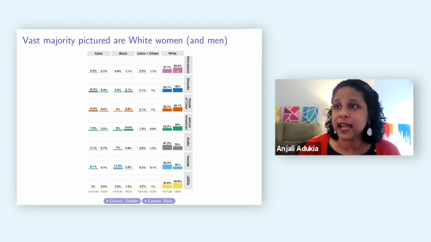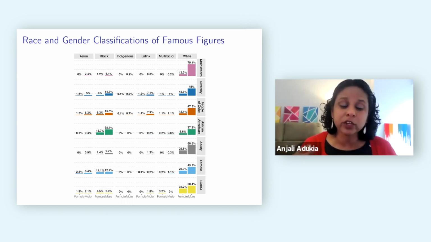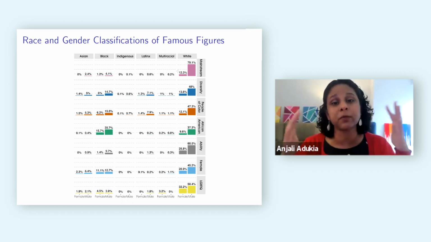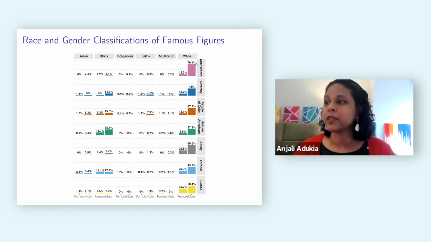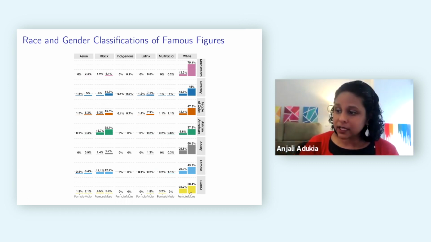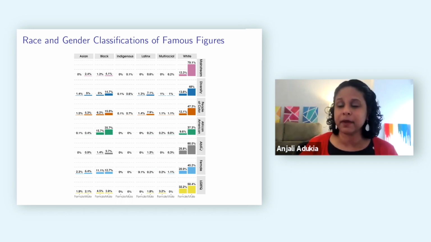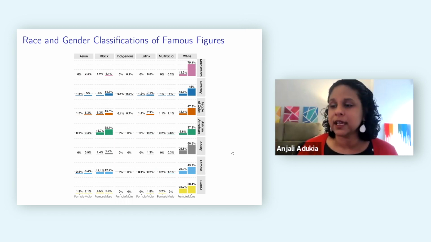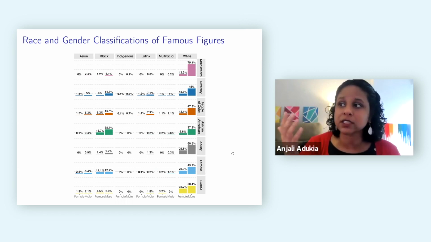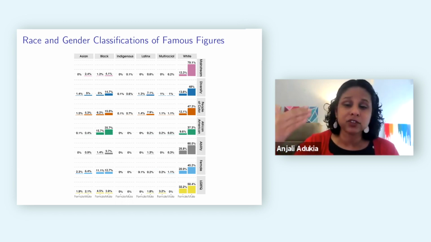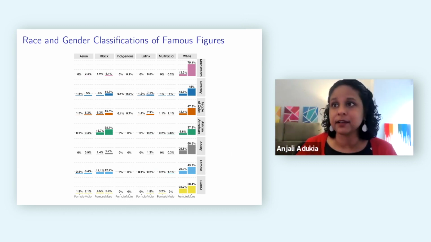And this pattern is actually repeated when you look at the race and gender classifications of famous people. So again, think about Rosa Parks, George Washington, where it is predominantly white men who are represented, followed by either white women or Black men, depending on the collection. And generally, within collections or within races, males are generally more represented than females.